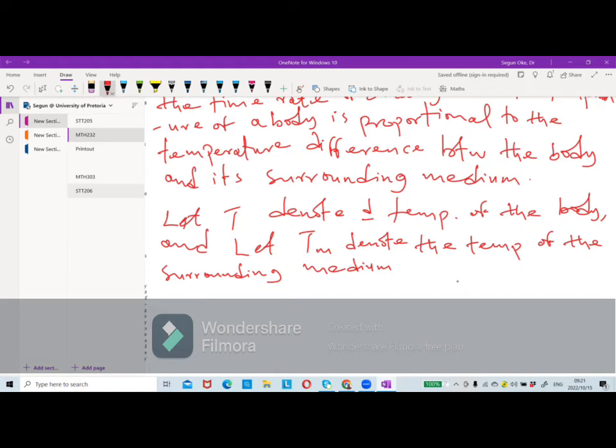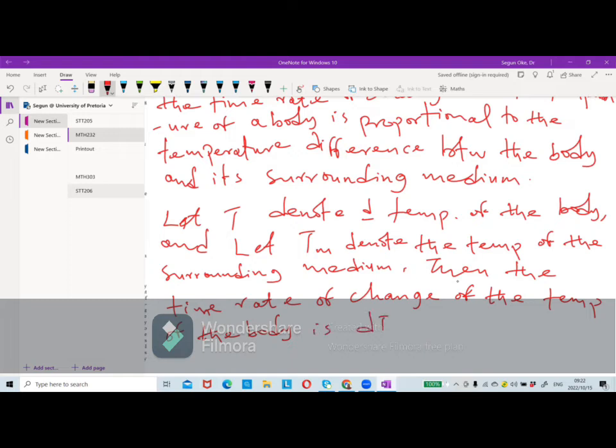Then the time rate of change of the temperature of the body is dT over dt. Please take note.